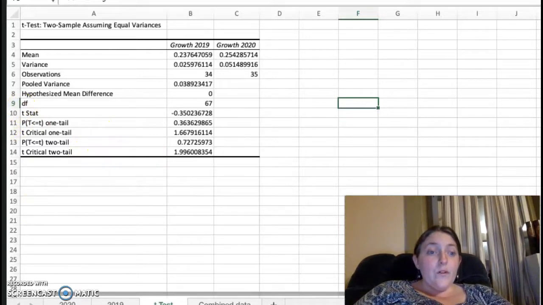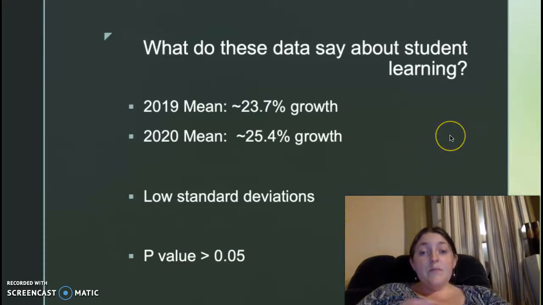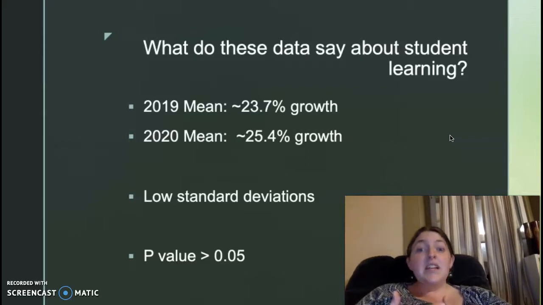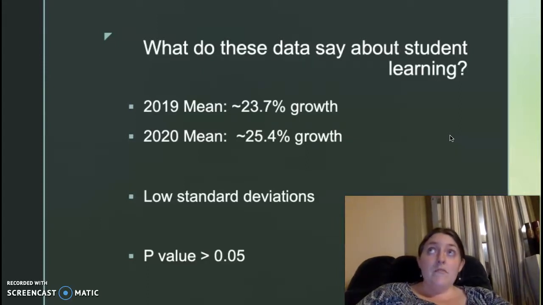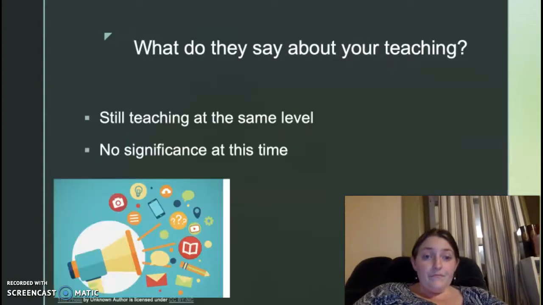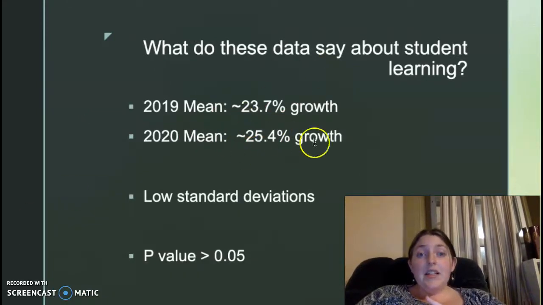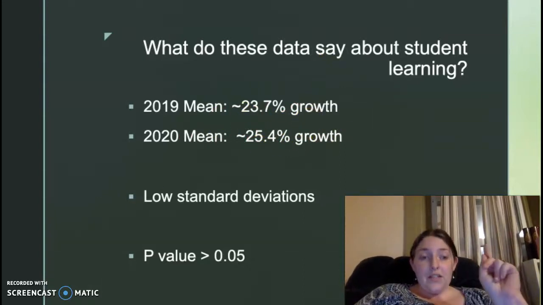Now, in order for data to be significant, a p-value must be lower than 0.05 for it to be considered unique data, something that is really significant. And mine was not. Mine was a larger number, and therefore there was no significance to the data, despite the fact that previously I saw an increase in the mean. That was not considered significant.